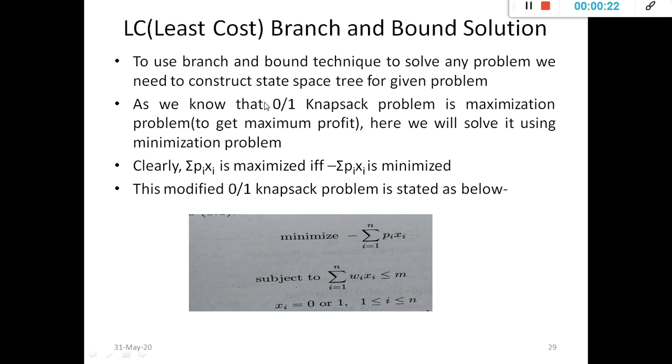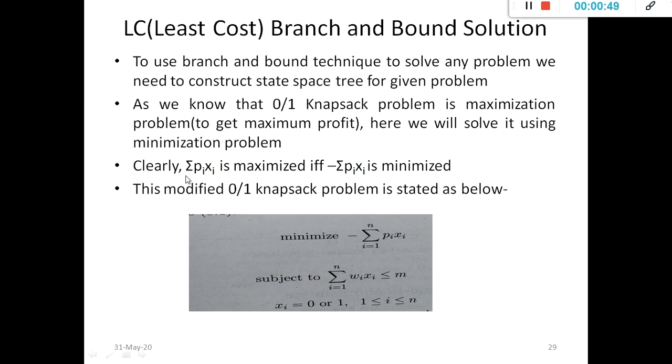Also, we know that the 0-1 knapsack problem is a maximization problem to get maximum profit. Here we will solve it as a minimization problem. We can solve the 0-1 knapsack problem using the least cost branch and bound technique, which uses a minimization technique to get the maximum profit of the 0-1 knapsack problem.